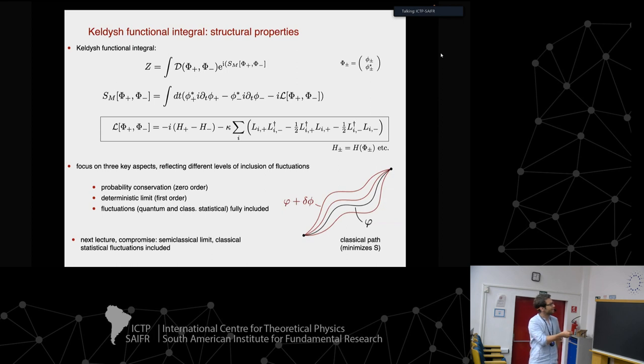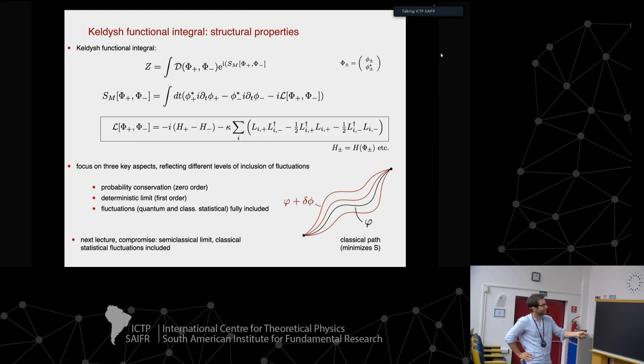Okay, and I want to go here in three steps. The first is how probability conservation is reflected in this functional integral language, which will take us to a kind of zero order inclusion of fluctuations. Then there is a deterministic limit where really only a single configuration contributes. So that's a deterministic limit of this functional integral. And then I will tell you what the interpretation of fluctuations is in this problem.